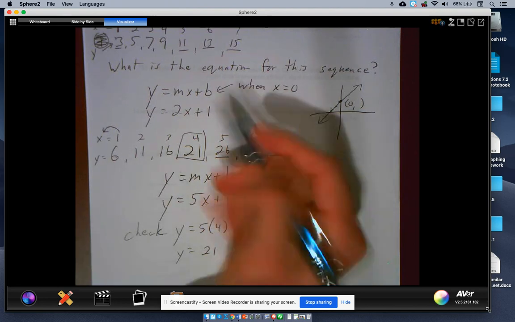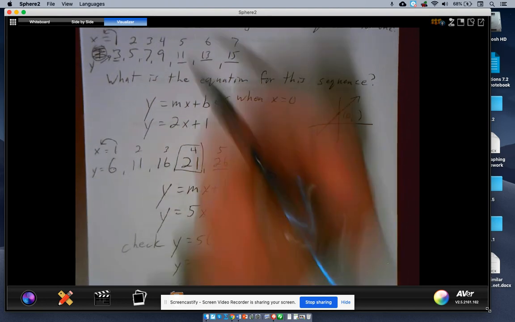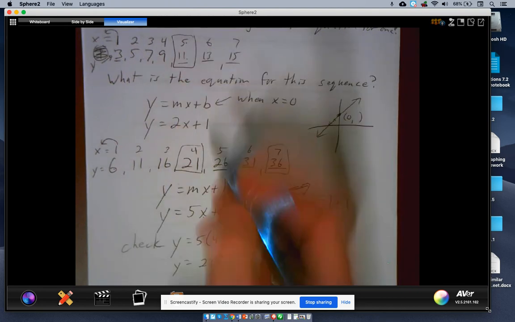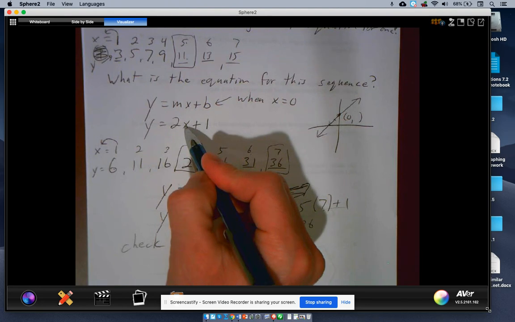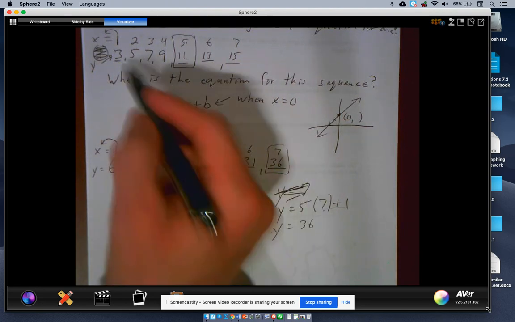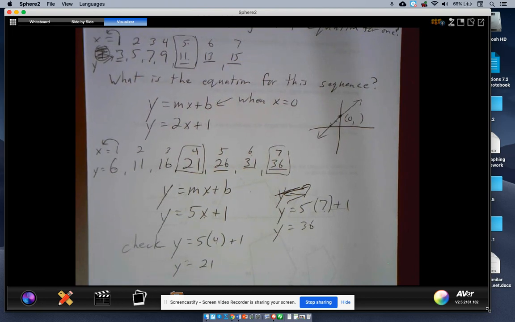It works up here too. We didn't check because it was new. Let's just do a quick check in our head. Let's check this term right here. If I put a 5 in for x, do I get 11 out for a y? So 5 times 5 is 25, plus 1 is 26. Sorry, I mean the term with x equal to 2: 5 times 2 is 10, plus 1 is 11. So perfect. It does work. I could check it for any term. All right, let's do one more.